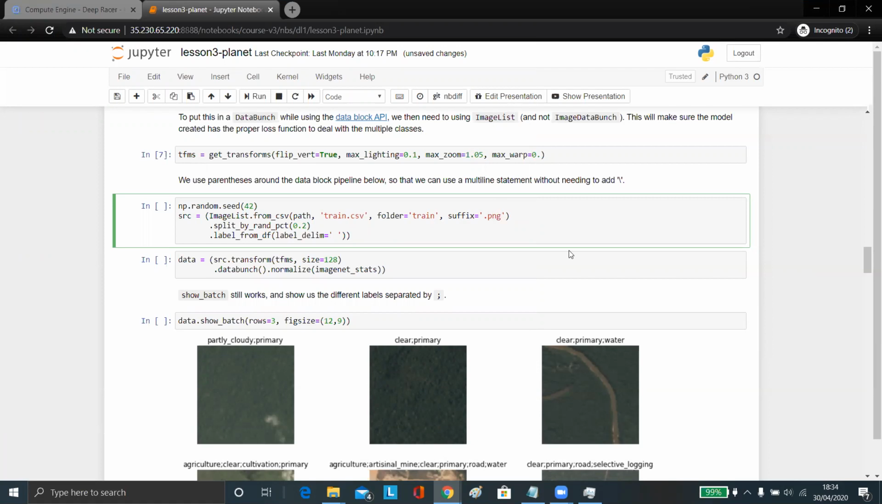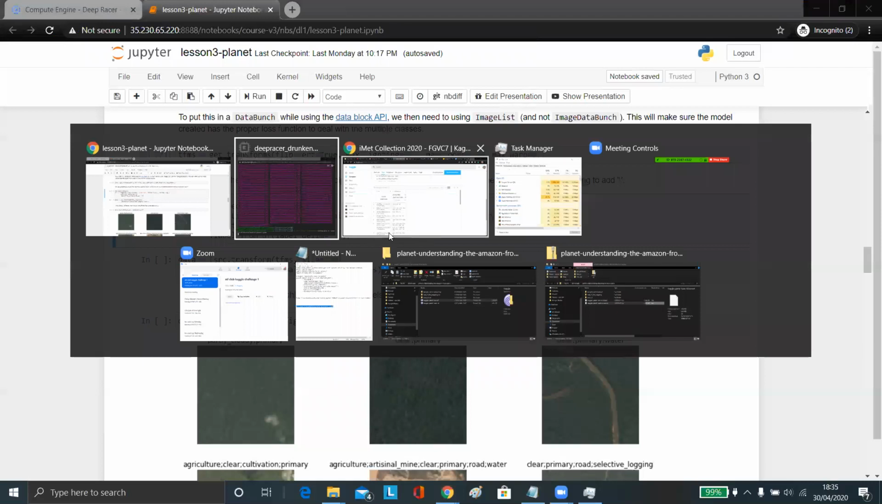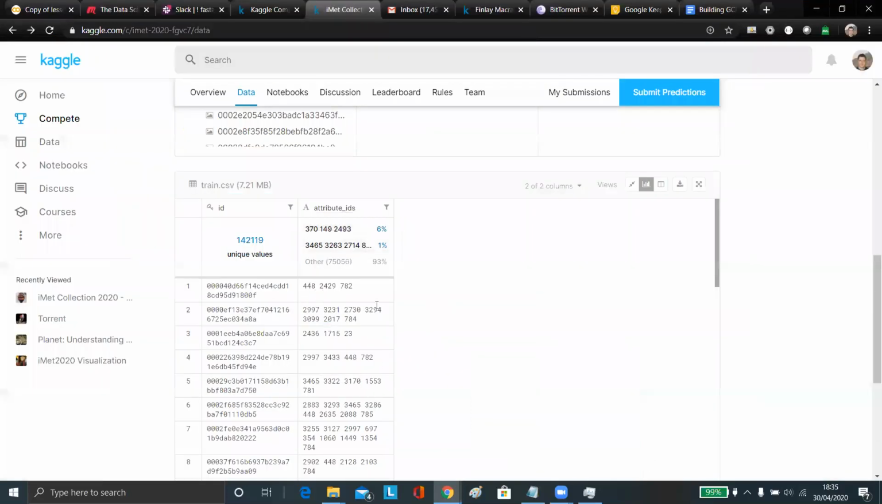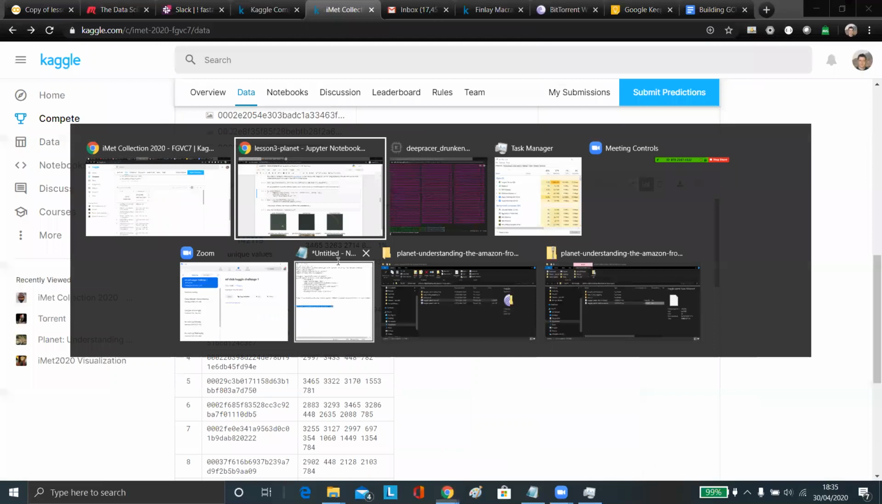Okay, and then we've got split by random percentage. If you remember from last time, what that's doing is taking 20% off to make your validation set, because we don't have a specific validation set. And if we go back to our random seed, by setting it to 42 each time, we're going to get the same random split, showing you the pseudo randomness. And then our label delimiter, saying it's a space. If we look at our data set, that does look like a space is the delimiter. That's pretty cool.